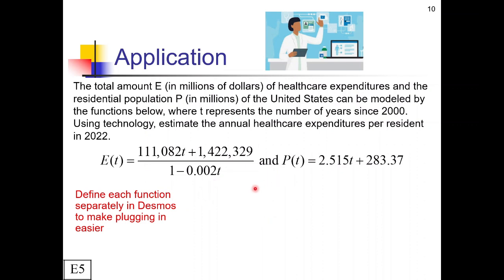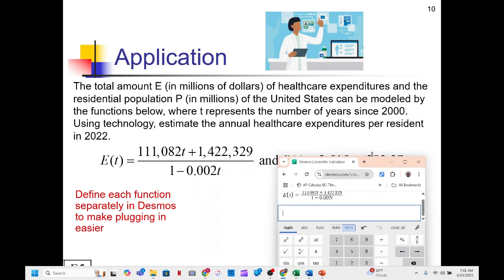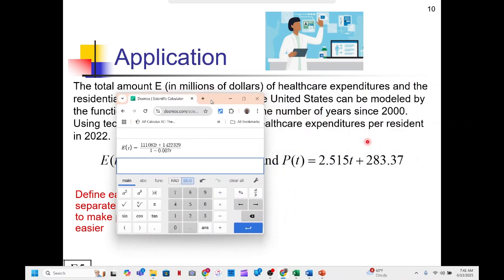All right, so go into Desmos here. Let me start by defining the E of t function, and that's going to be, let's see, fraction, so division. We've got 1,11082t plus, let's see, 1,422,329, and in Desmos we don't use commas, and then in the denominator we've got 1 minus 0.002t. So that's my E function, which I'm just going to leave that up there, and I can expand this a little bit so that I can see it a little bit better. And I'll move this over now.